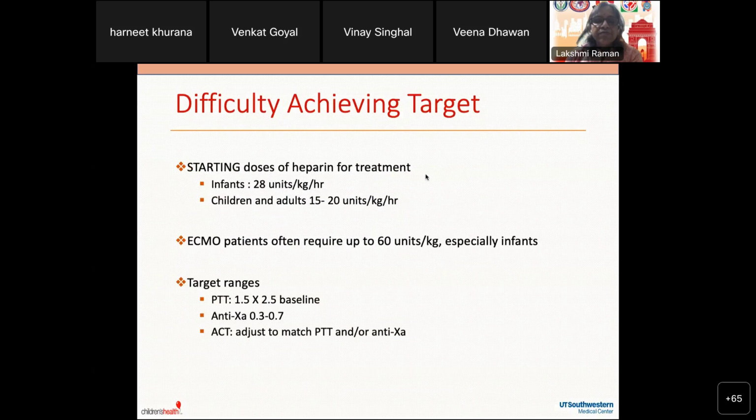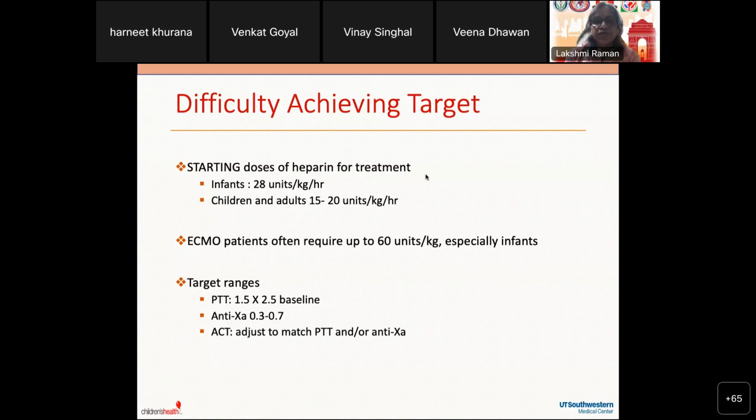In neonates and infants, their heparin doses are much higher. Typically we do our neonatal ECMO also in our pediatric intensive care unit. When we have neonates or infants, we start them at 28 units per kilo per hour. And usually I don't get concerned until they are in their low to mid 40s units per kilo per hour, when I start worrying about whether they are having heparin resistance. And as I said, they can sometimes require as high as 60 units.